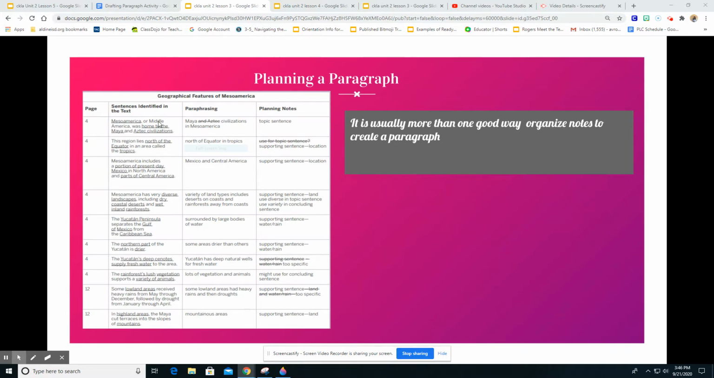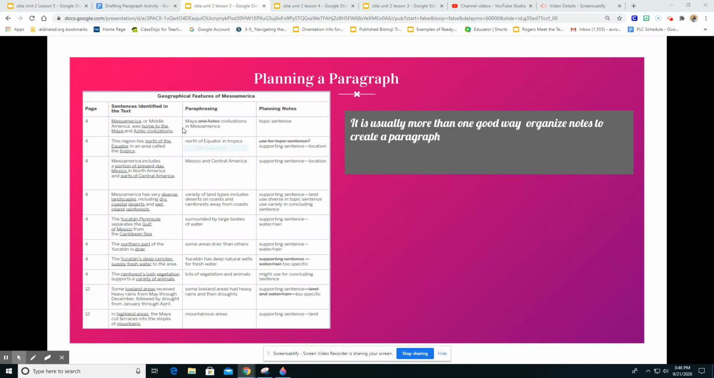I'm writing about the geographical features of Mesoamerica. So I found sentences in the text that identified with this topic. When you're planning a paragraph, you shouldn't be choosing sentences that have nothing to do with your main idea and what your paragraph is about. So as I was reading, I picked only sentences that went back to my topic, which is the geographic features of Mesoamerica.